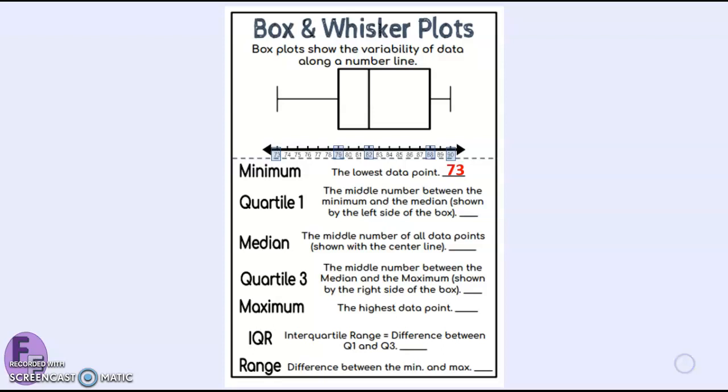The lowest data point is 73, the minimum. Quartile 1 is 79. The median or quartile 2 is 82. Quartile 3 is 88. The maximum is 90. Now, the interquartile range is the difference between Q3 and Q1. So you're going to subtract 88 minus 79 for a total of 9.